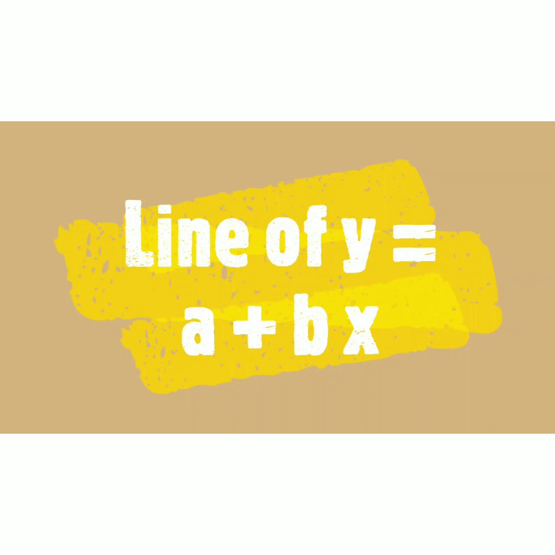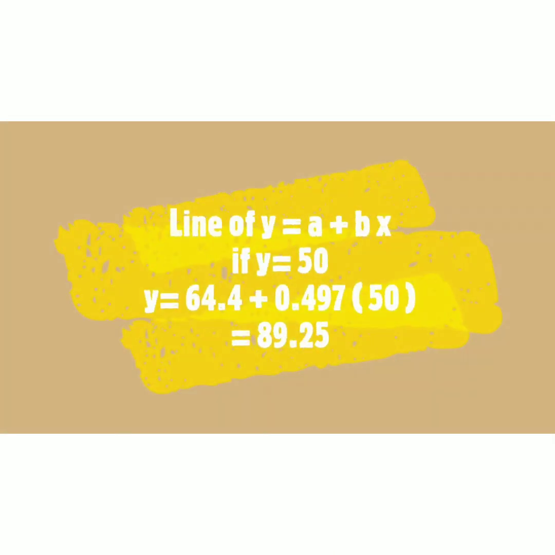How do we estimate the age of a person when his or her weight is 50 kg? The formula is the line y equals A plus bx. Then, if x is 50, then y equals A, which is 64.4, plus b, which is 0.497, times 50 in the bracket. So calculate as usual and then get the answer.